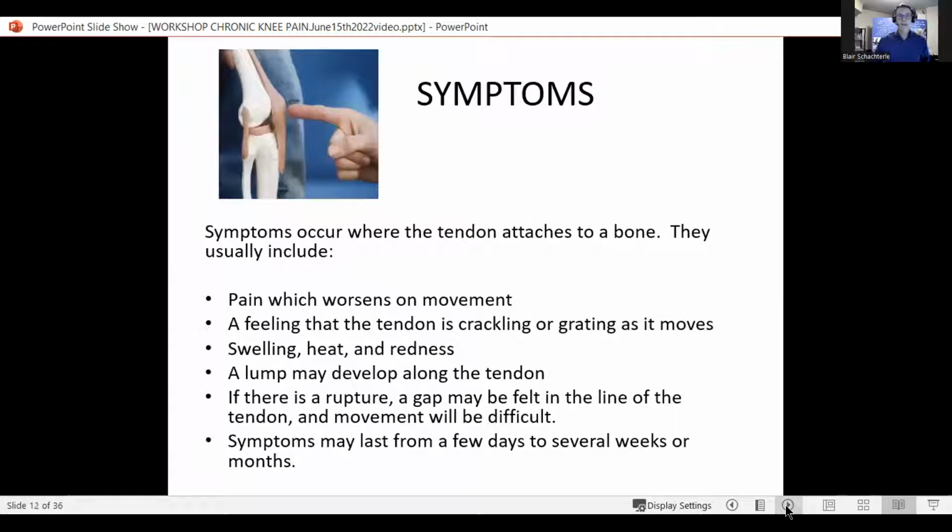And then symptoms, again, you're going to get symptoms right where the tendon is and where it attaches to the bone, and the pain usually gets worse with movement when you've got tendon issues. And you'll sometimes get cracking and crepitus. You'll often feel some swelling, some localized heat, some redness. You may get a lump develop in the tendon. That's really obvious when you get Achilles tendonitis. You'll feel a lump and you'll see a lump in the tendon. And then if it's not treated, it eventually just tears and you can get a rupture. So that's why it's important to seek help to prevent any further tearing or rupturing of that tendon, any tendon in your body.